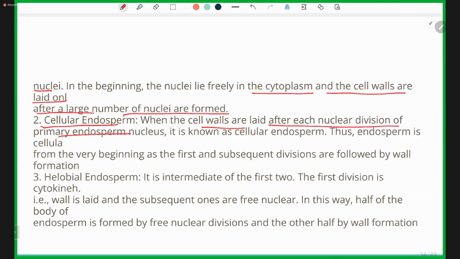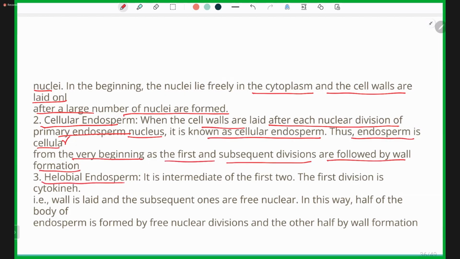Cellular endosperm is when the cell walls are laid after each nuclear division of the primary endosperm nucleus. If the formation of the cell wall is not present, then it is nuclear endosperm. If the formation of the cell wall occurs after the nuclear division, it is cellular endosperm. Thus, endosperm is cellular from the very beginning, as the first and subsequent divisions are followed by wall formation.